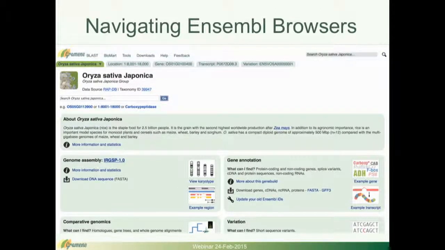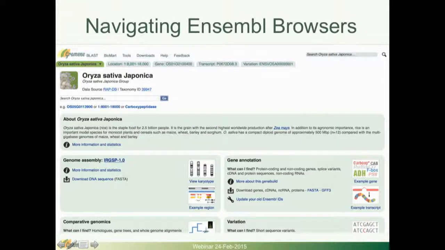When you click on a species, you're taken to basically a species homepage, which just gives useful information about what the underlying data is, where the genome came from, what assembly version it is, what annotation version. You can get more information and statistics, such as chromosome lengths, et cetera, et cetera. You can go to a karyotype view.